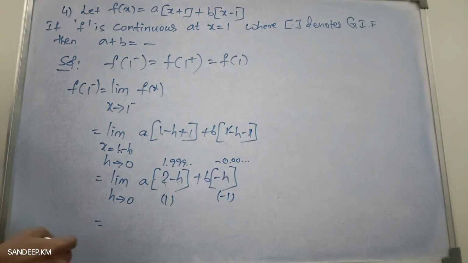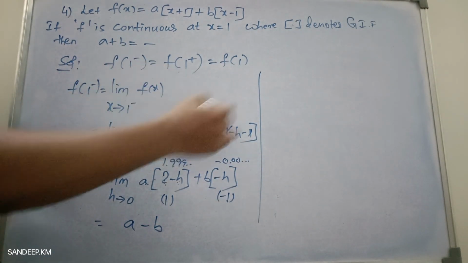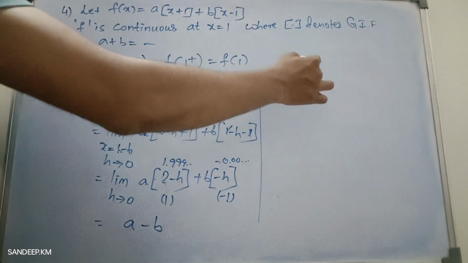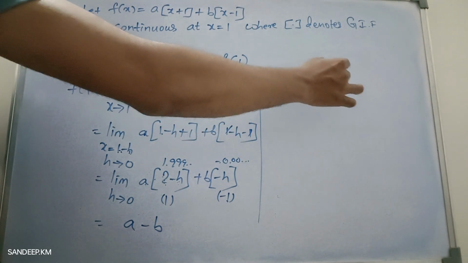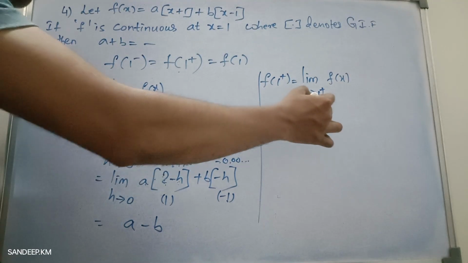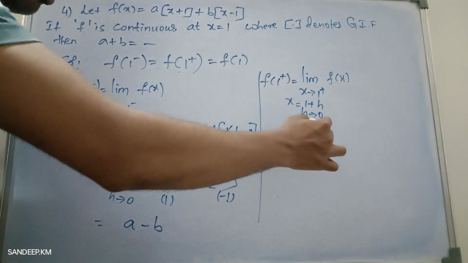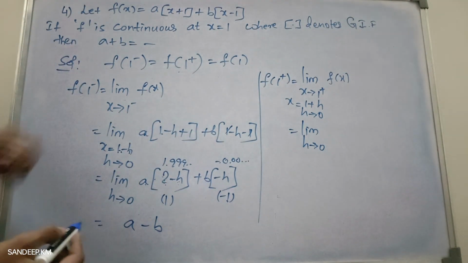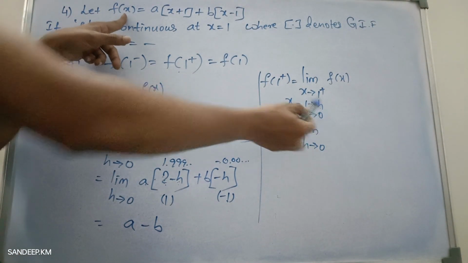So therefore dear students, the left hand limit is how much? A into 1 plus b into minus 1. The left hand limit is a minus b. Now let me find out what is right hand limit. Limit x approaches 1 plus f of x. Since x is approaching 1 plus, you can write x as 1 plus h, where h is approaching 0. Okay now, so limit h approaches 0. In place of x, we are going to substitute 1 plus h in this function.